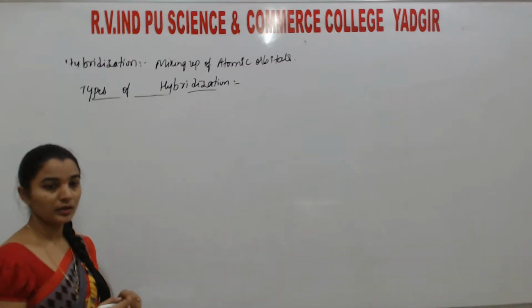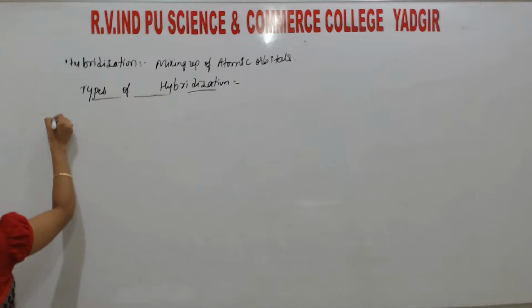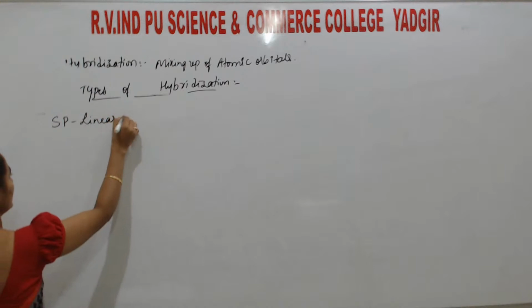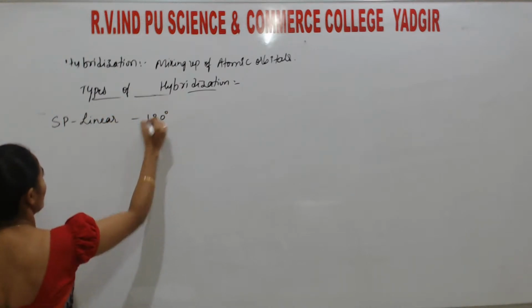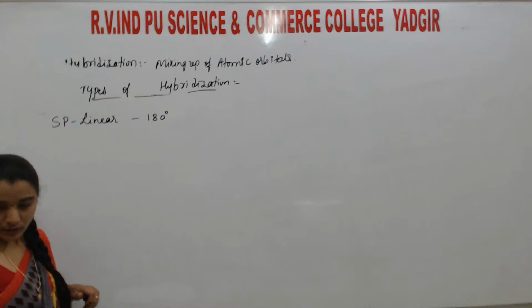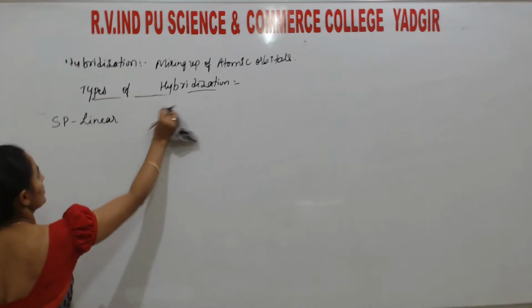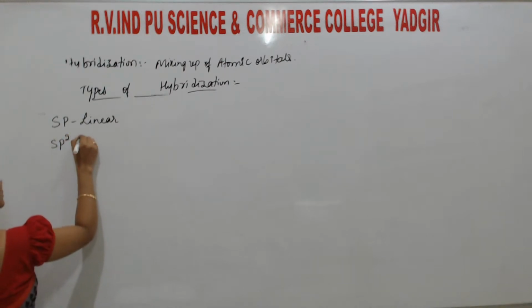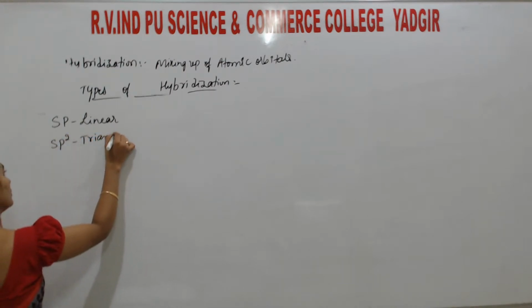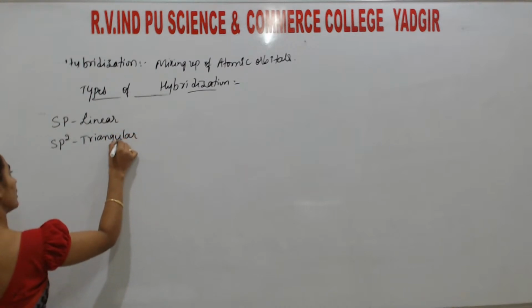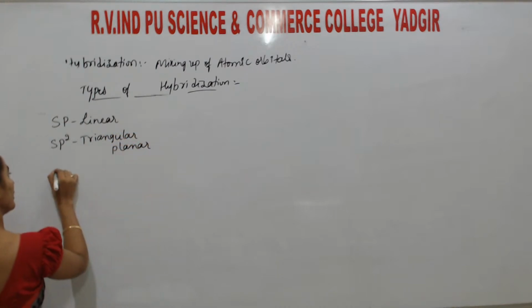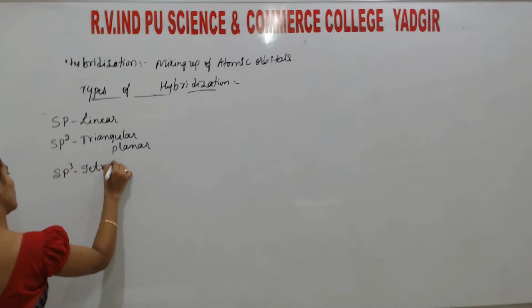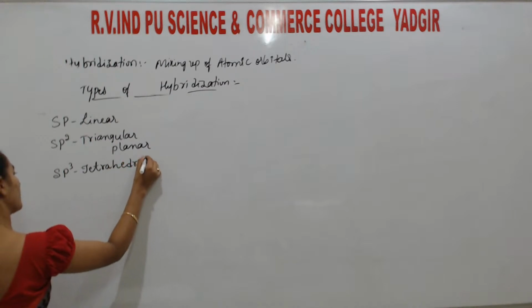Okay. The types of hybridization: sp, linear, so the bond angle is 180 degrees. Later I will write the bond angle, just remember the shape. Okay. sp2, triangular planar. sp3, tetrahedral.